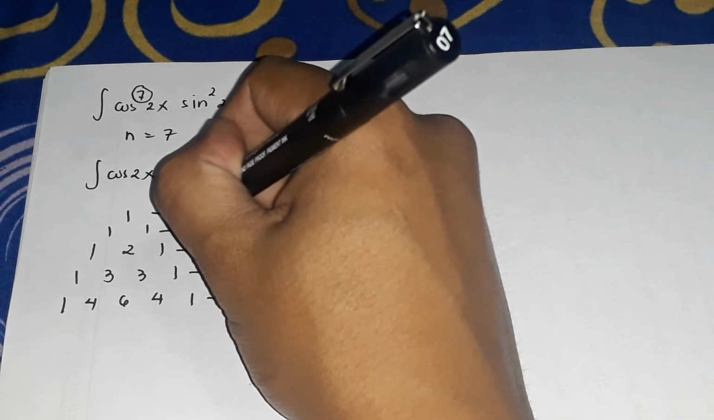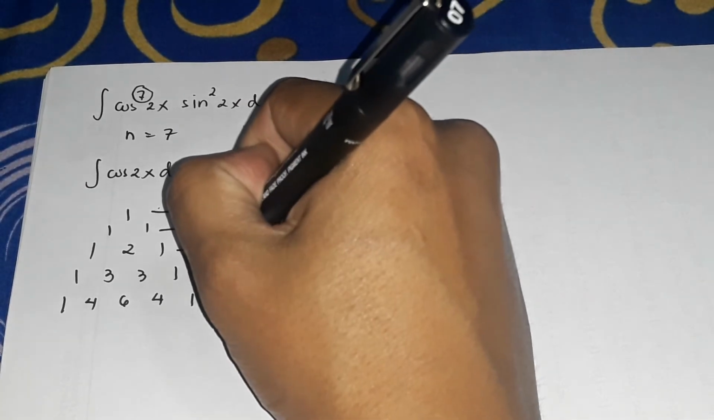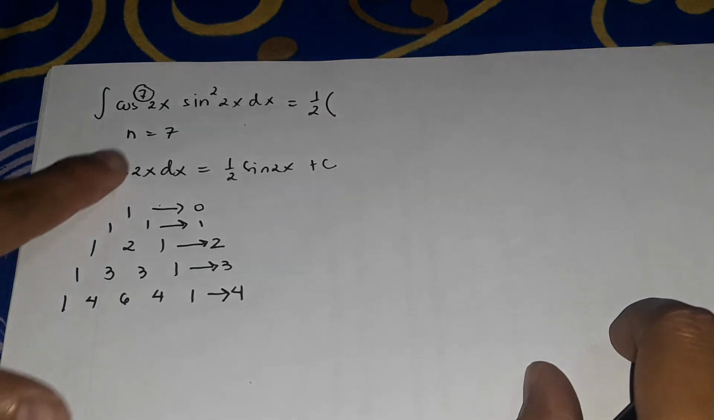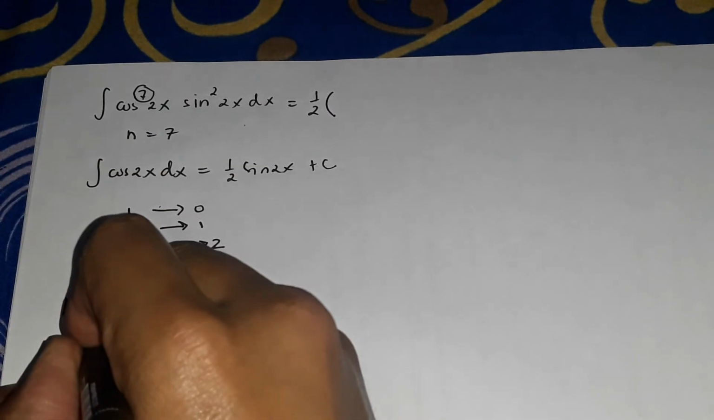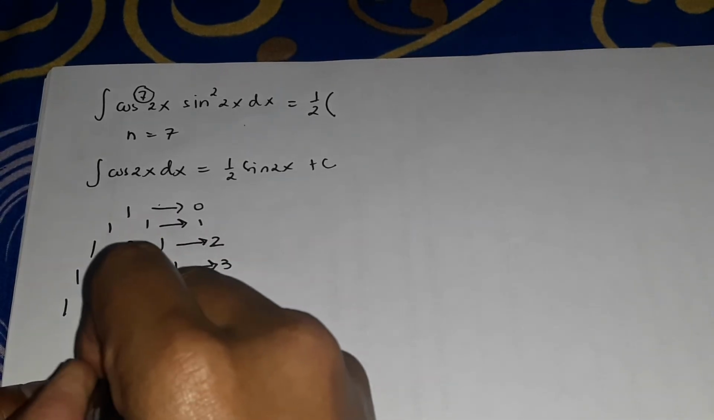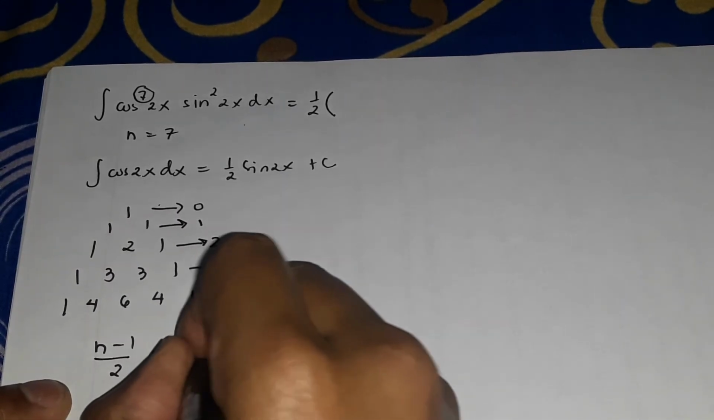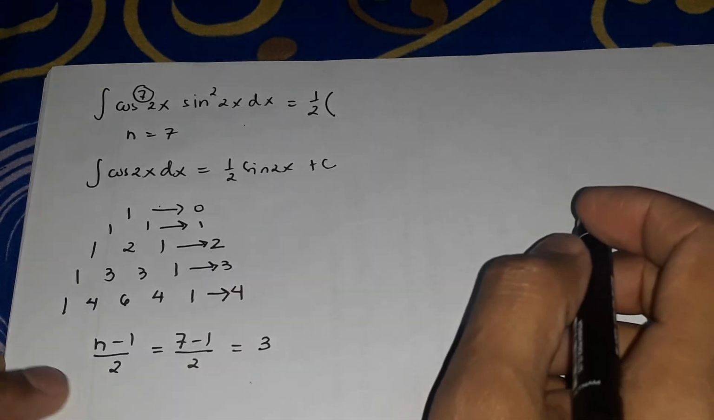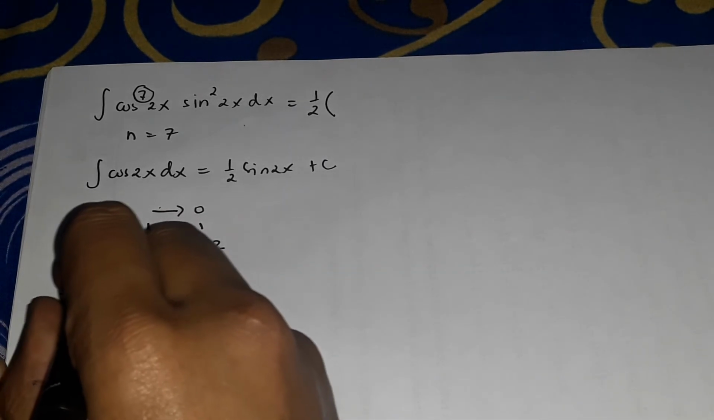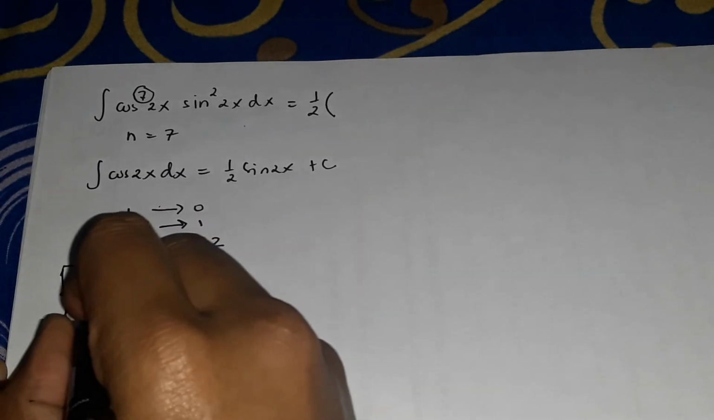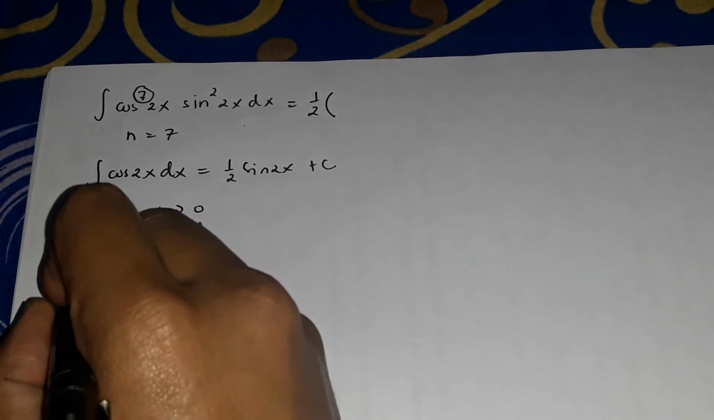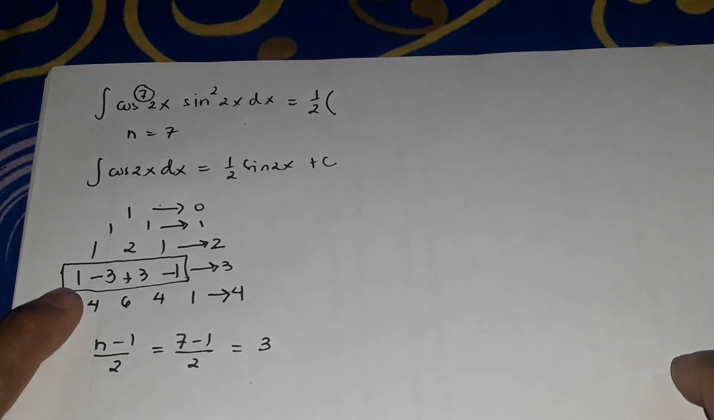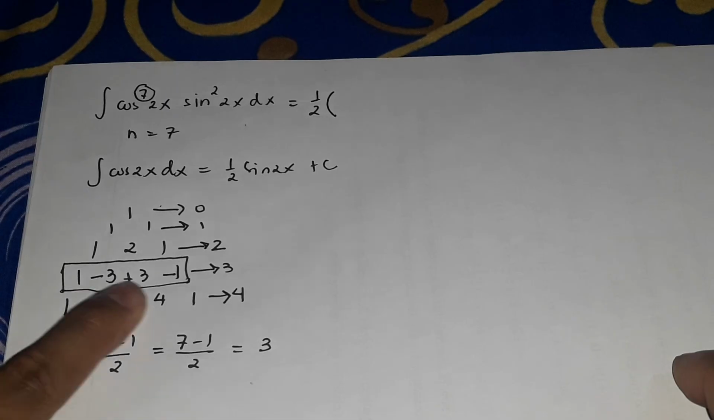Okay, so we will now identify how many terms and which entry on this triangle we are going to utilize. Again, you consider n equals 7, so we have n minus 1 all over 2, which is equal to 7 minus 1 all over 2, which is equal to 3. So in this case, we will be utilizing 1, 3, 3, 1, and then the sign is alternating: plus, minus, plus, minus, so plus 1 minus 3 plus 3 minus 1.